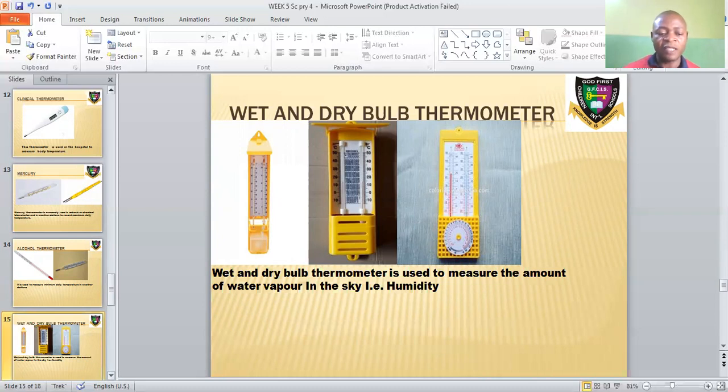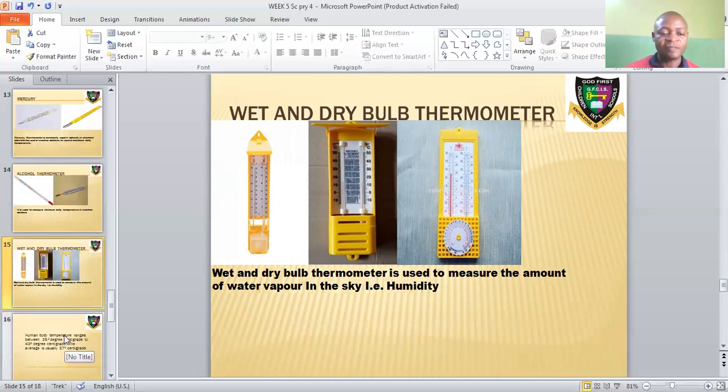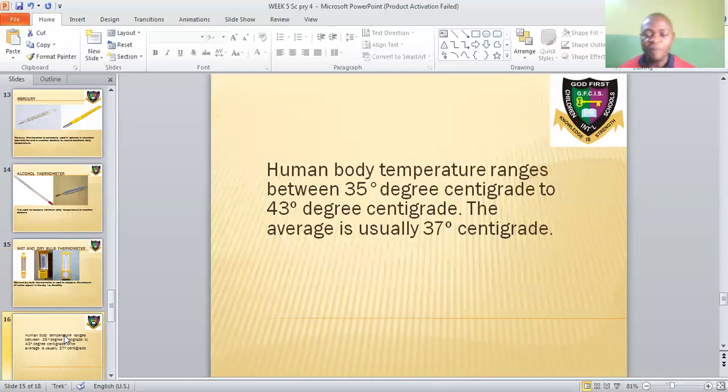Now, the next one is body temperature. It ranges between 35 degrees centigrade and 43 degrees centigrade. And don't forget that the average is usually 37 degrees centigrade.